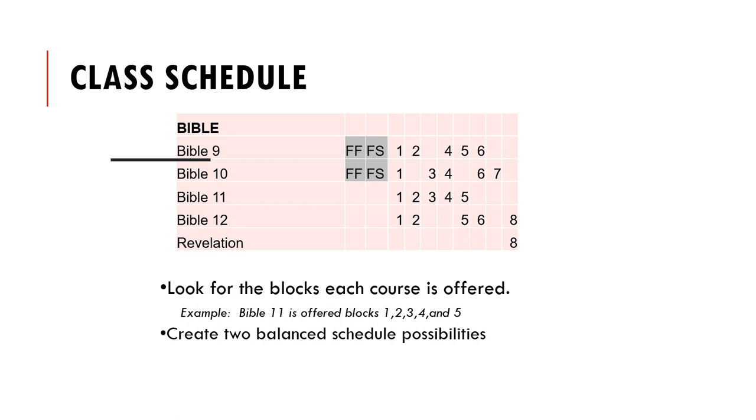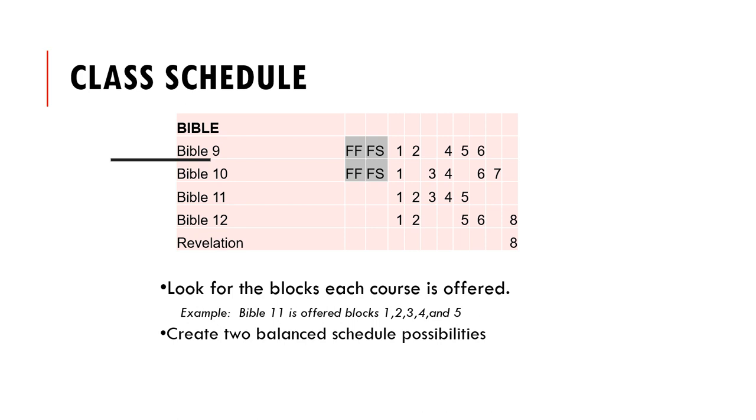The reason Bible 9 during Flex is shaded gray is because this is a class that runs all year long during Flex block. If you were to choose to take this class, you would write it in the Flex block spot in the fall and in the Flex block spot in the spring on your registration form.